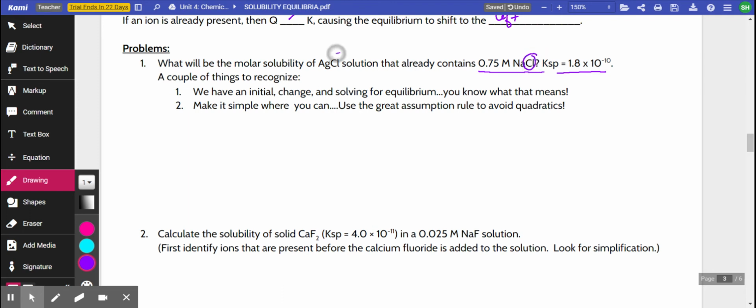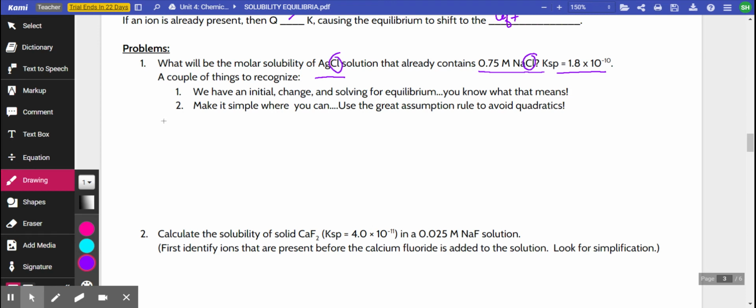So that's kind of what you want to look for: here's my solid, here's the solution that's being dissolved into, here's the common ion. All right, so we're going to have an initial concentration of chloride ion already in there. It's 0.75 molar because it's a 1-to-1 relationship. Every 1 mole of sodium chloride, you have 1 mole of chloride ions. So if I have 0.75 moles of sodium chloride in a liter, then I would have 0.75 moles of chloride ion in a liter. Remember, we did that back in Unit 1.